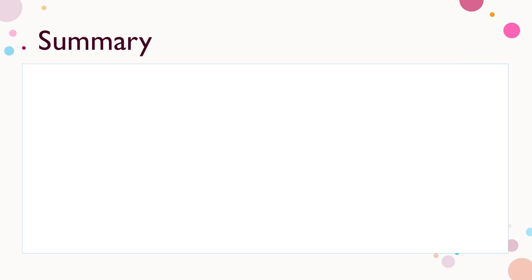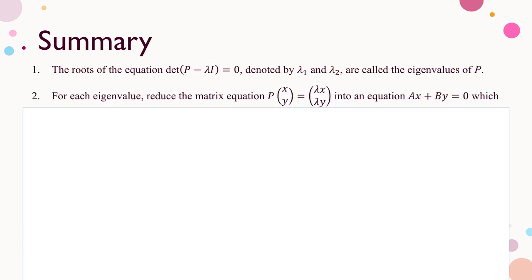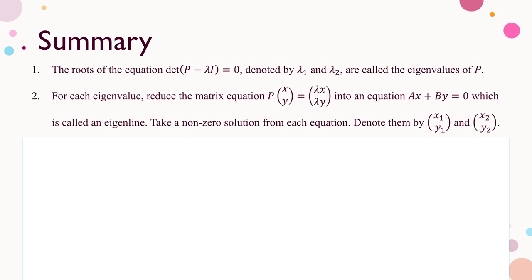The following points summarize the discussion of a square matrix P. 1. The roots of the equation, determinant of P minus lambda I equals 0, are called the eigenvalues of P, where the roots are denoted by lambda 1 and lambda 2. 2. For each eigenvalue, reduce the matrix equation into a linear equation which is an eigenline. Take a non-zero solution from each equation. Denote them by x1, y1 and x2, y2, and they are the eigenvectors of P.